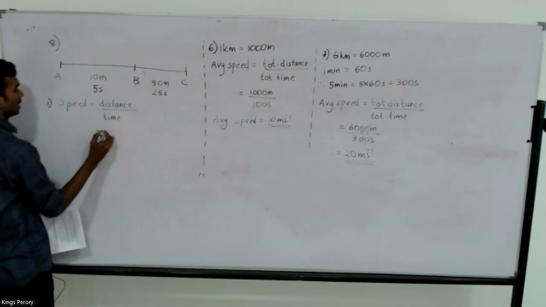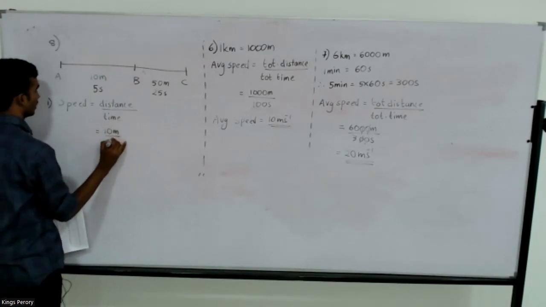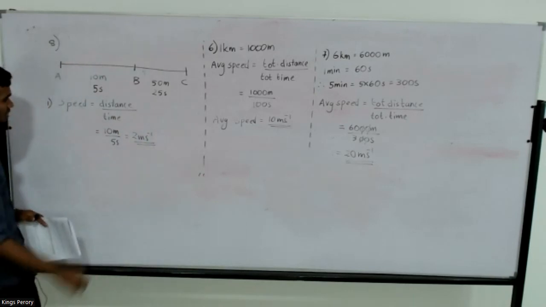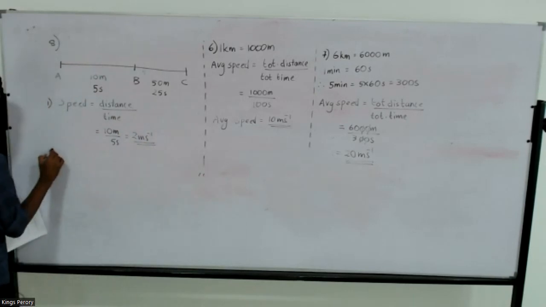A to B journey: 10 meters, time 5 seconds, then 2 meters per second. Did you all get it? 2 meters per second.